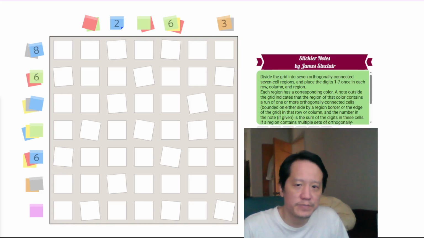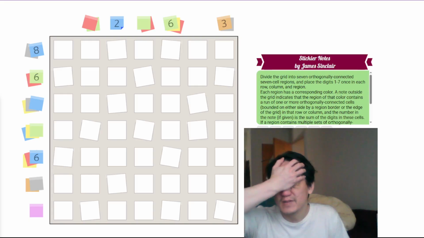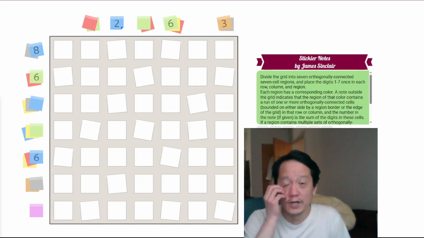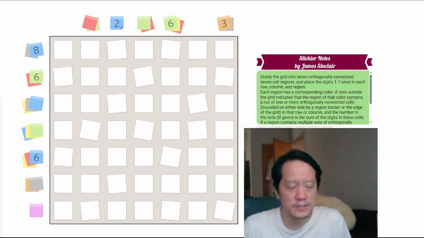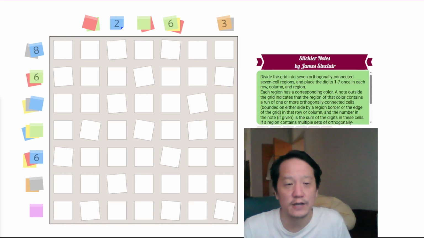Stickier Notes by James Sinclair. And I did Sticky Notes a couple days ago, or I guess in the release of videos, it'd probably be a couple days or maybe a week for you guys, since you saw the Sticky Notes version. This is the upgraded version. The previous one was 6 by 6. This is 7 by 7, which is why they are stickier.